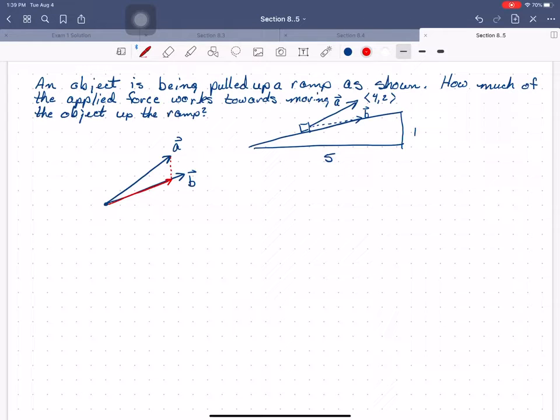So in other words, if I took this vector A apart, we would see that it's got two components. One acts in the same direction as the ramp, and the other one acts to kind of lift the object up off the ramp. All I care about is the part that acts in the same direction as the ramp. We're going to call this guy U. This guy would be V.